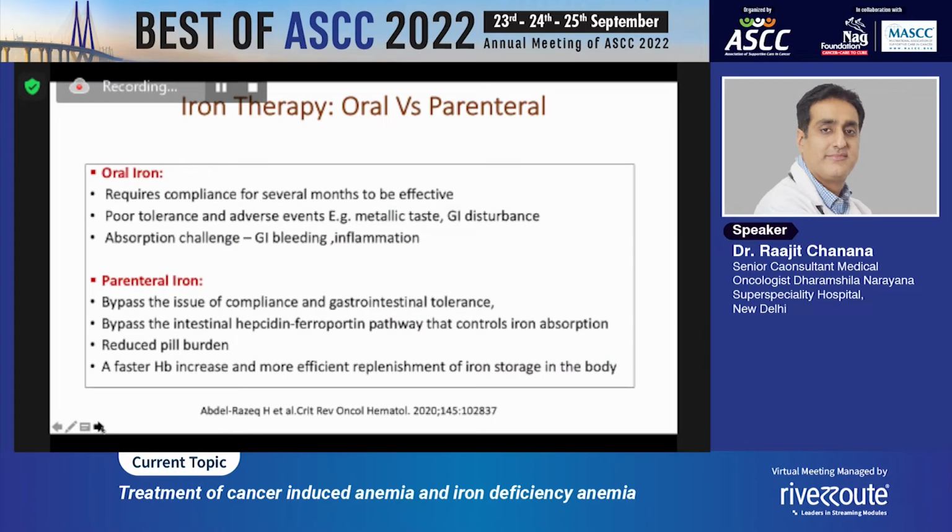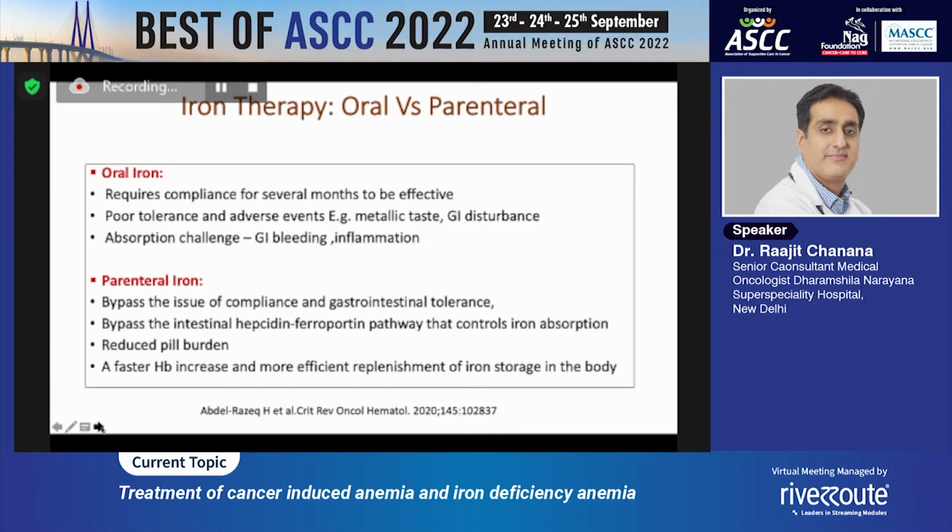So the difference between oral versus parenteral is that oral iron requires compliance for several months to be effective. There is usually poor tolerance because of the GI effects and metallic taste, and the absorption is challenged, especially in cancer patients, because of various reasons like bleeding and inflammation.